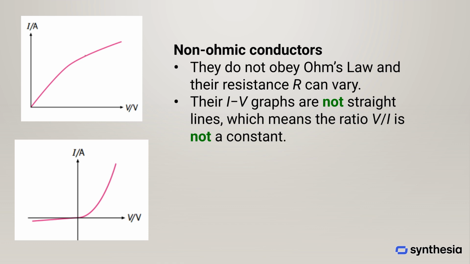Filament lamp. The resistance of a lamp's filament increases as the temperature of the filament increases. That is, resistance is not constant. It increases with increasing current.